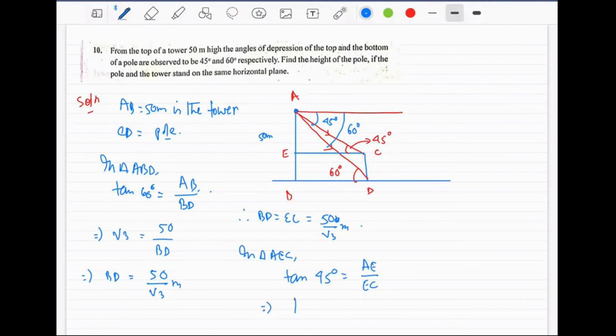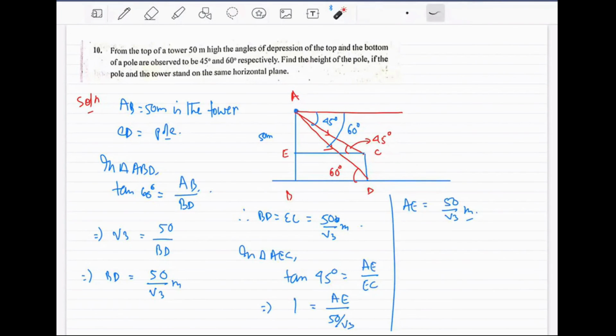Tan 45 is 1. AE is how much? We don't know. EC is how much? Here look, EC, it's 50 by root 3. So you say here 50 by root 3. Cross multiply, we are going to get AE is equal to 50 by root 3 meter.